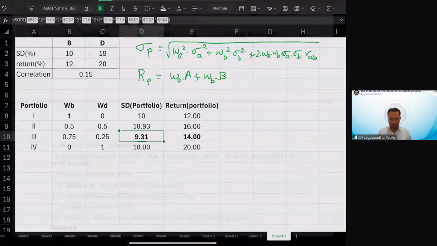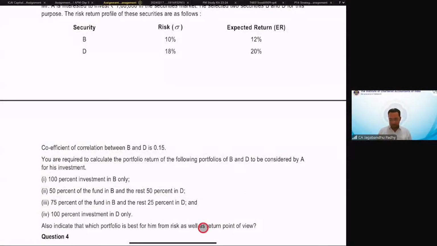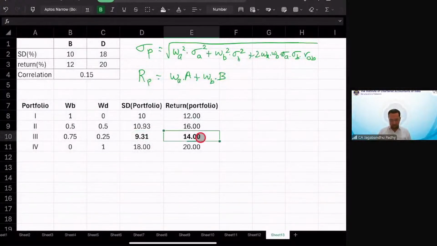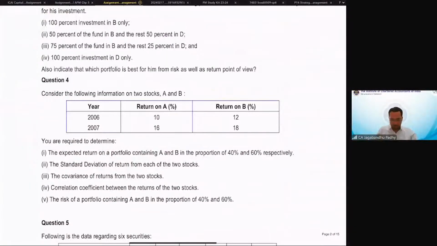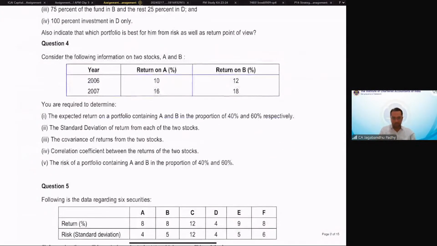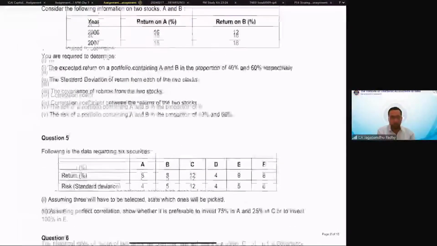So as far as risk is concerned, the third portfolio is better. And from the return point of view, if you are disregarding risk, of course, the fourth portfolio is going to be better. So if you want to minimize the risk, you should invest in the third portfolio. And if you want to maximize the return, then you should invest in the fourth portfolio. Okay, simple. Shall we proceed?